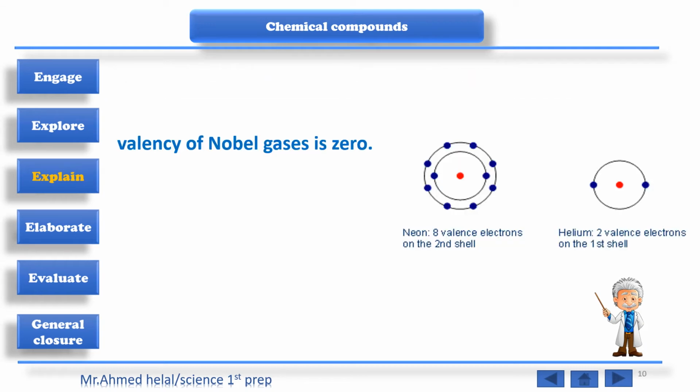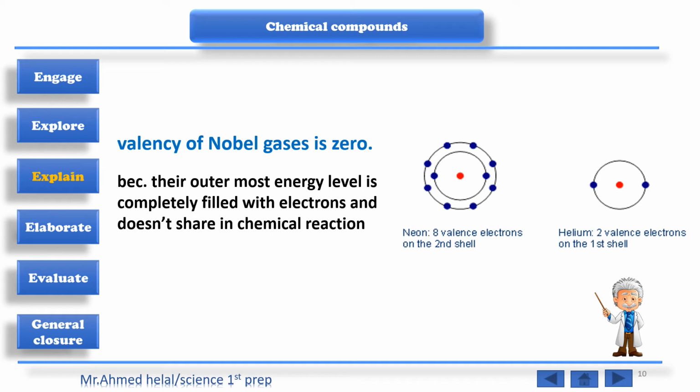The valency of noble gases is 0. Why? Because the outermost energy level is completely filled with electrons. They don't lose, they don't gain, they don't share, so they don't participate in the chemical reaction, so their valency is 0.